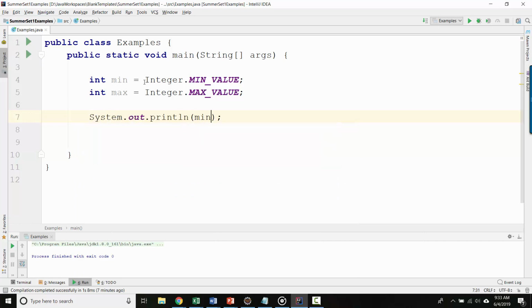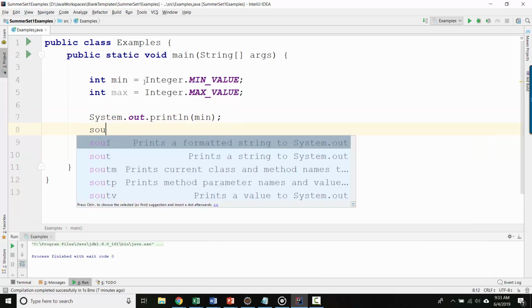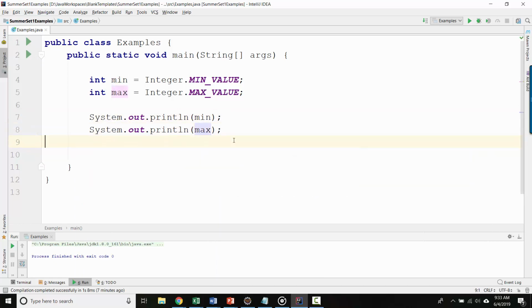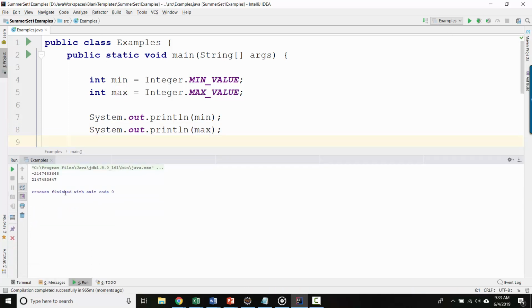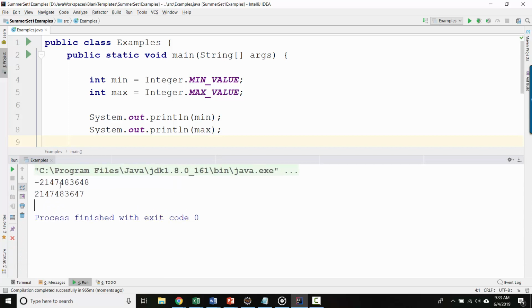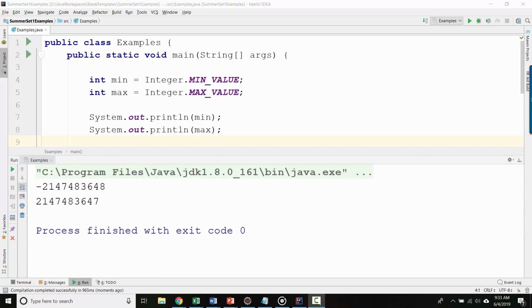Okay, let's see what these things look like. So sout min and sout tab max. I'm going to run it. And there we have it. I know it's very tiny. Let's see, can I make it larger? Okay, so this is about 2.1 billion.